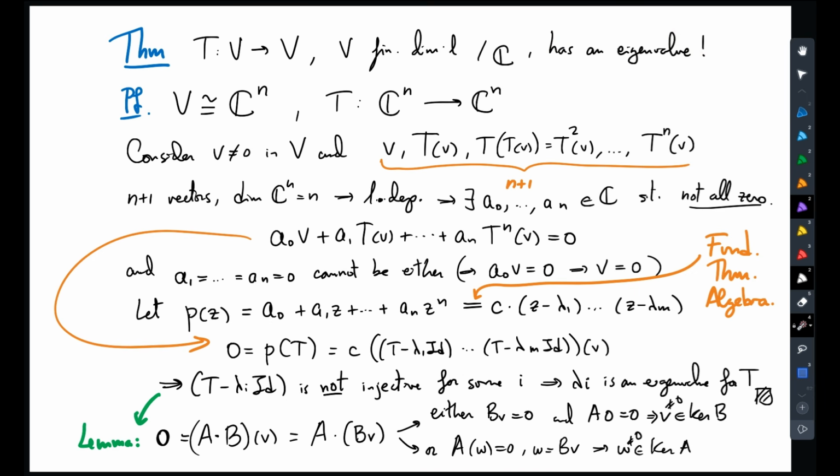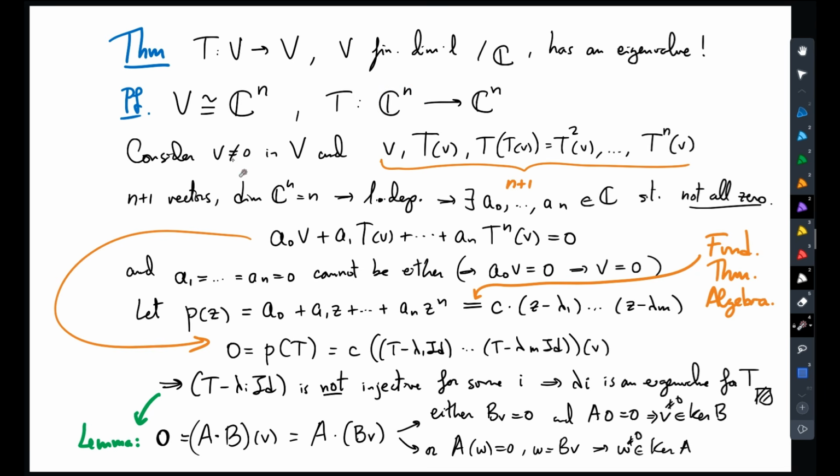This is what we're going to prove in this theorem to finish this video, that every operator over a vector space over the complex numbers does have an eigenvalue. So we might as well assume that V is isomorphic to n copies of the complex numbers in coordinates. So I'm going to assume that we're talking about an operator from C^n to C^n.